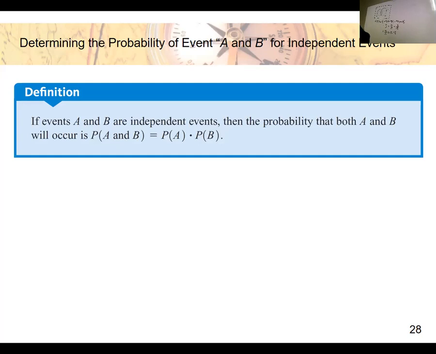All right. So if events A and B are considered to be independent, then the probability that both A and B will occur. So now we got the keyword and happening, whereas before we had or. But here we're dealing with and. So the probability of event A and B would be just multiplying the two probabilities. The probability of event A times the probability of event B.